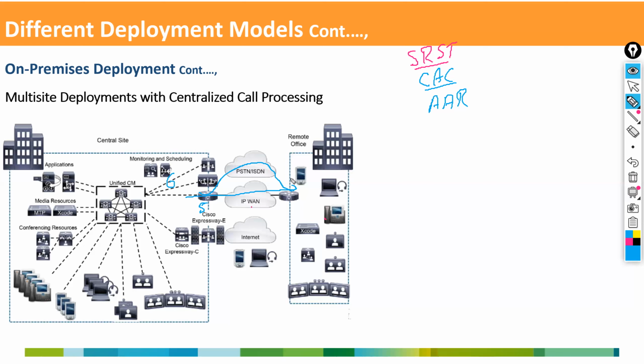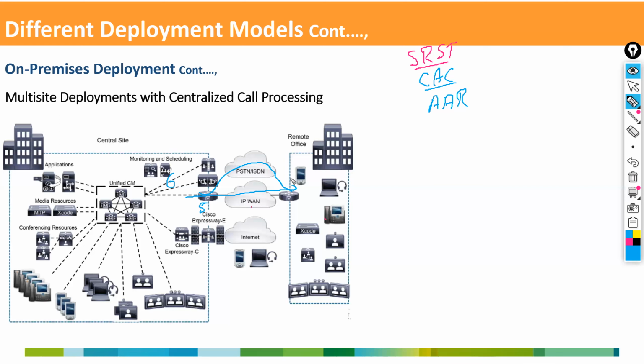Suppose you have this type of deployment. How much bandwidth you have on the internet, based on that you are going to design whether we want to configure call admission control or AAR. Suppose you have very good bandwidth, then it is not required to configure CAC. Where you have very little bandwidth, then only you have to configure CAC.